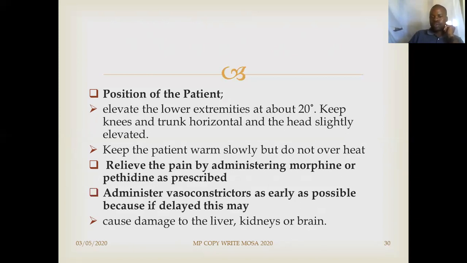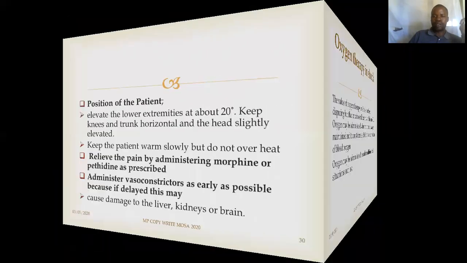Administer vasoconstrictors as early as possible, because if delayed, this may cause damage to the liver, kidneys, or brain. So it is very important that when someone is in shock, we also administer vasoconstrictors to preserve the kidney, liver, as well as the brain.